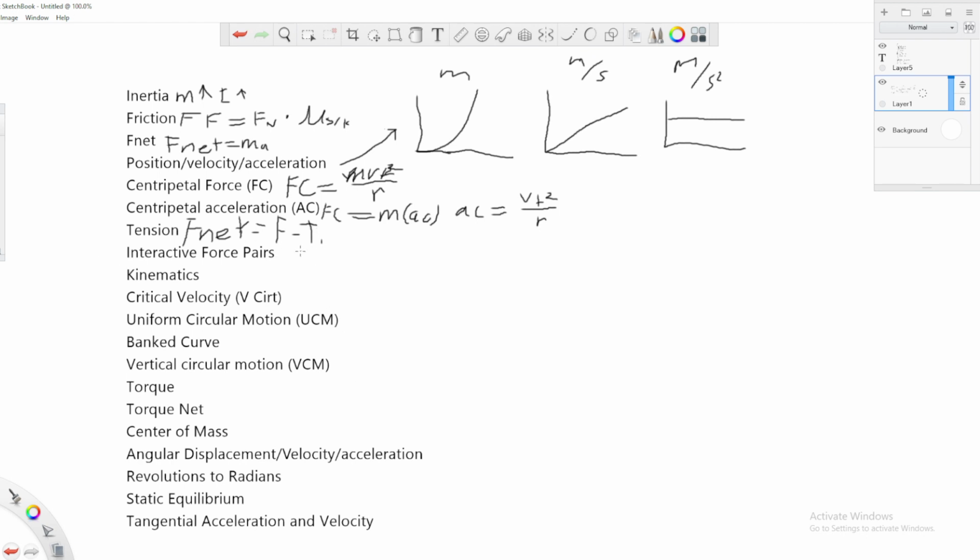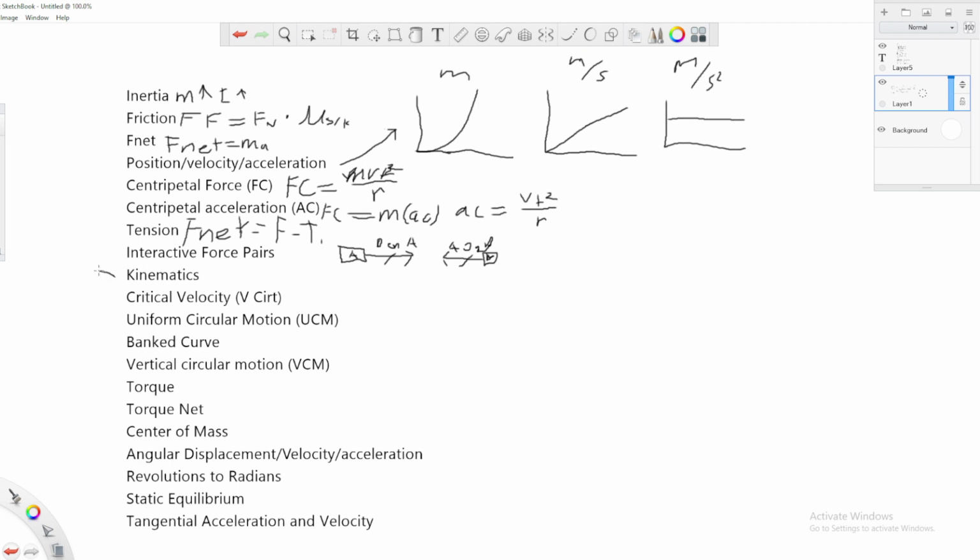Interactive force pairs, all you need to remember is A on B and B on A. So if you've got a force like this, B on A, it has to be equal and opposite to A on B. So there's B, A on B, and they have to be equal but opposite.